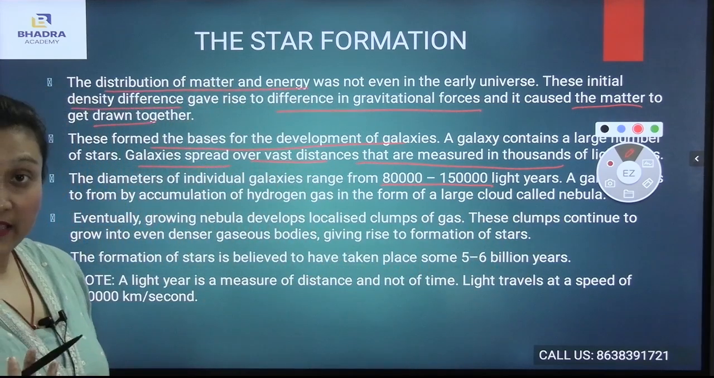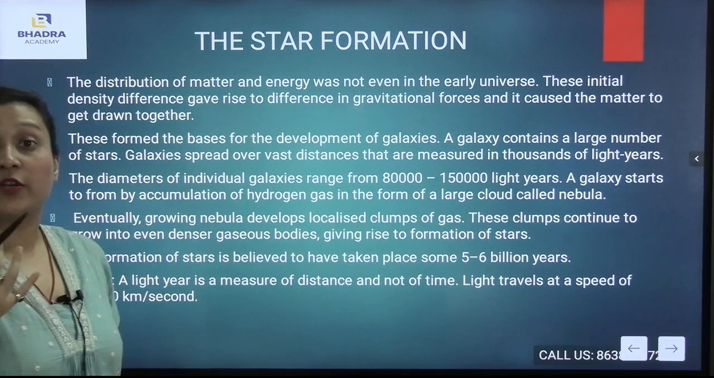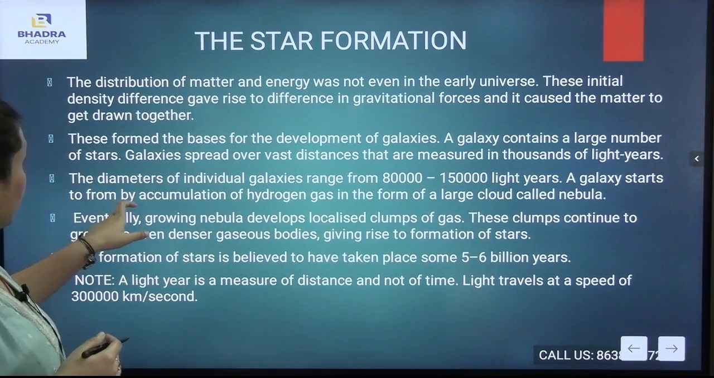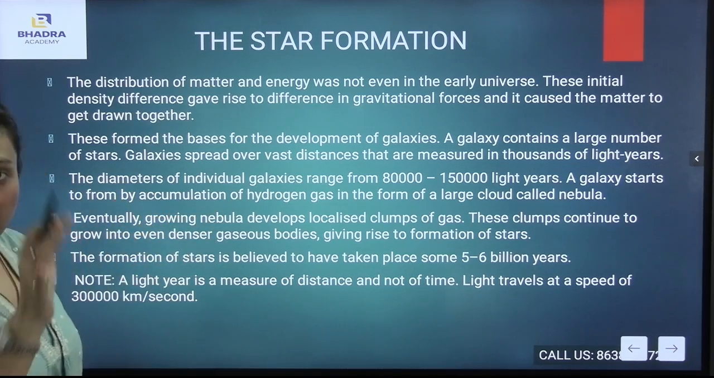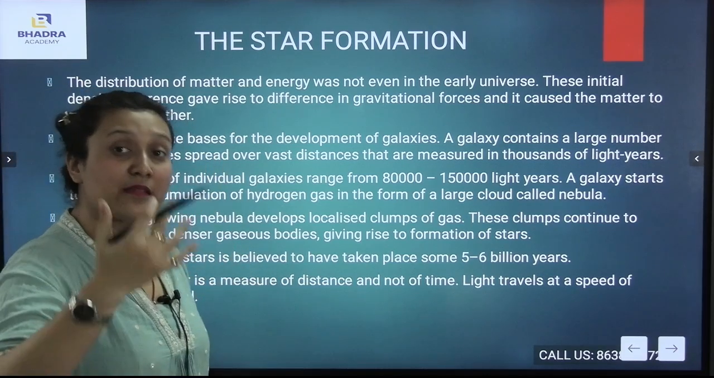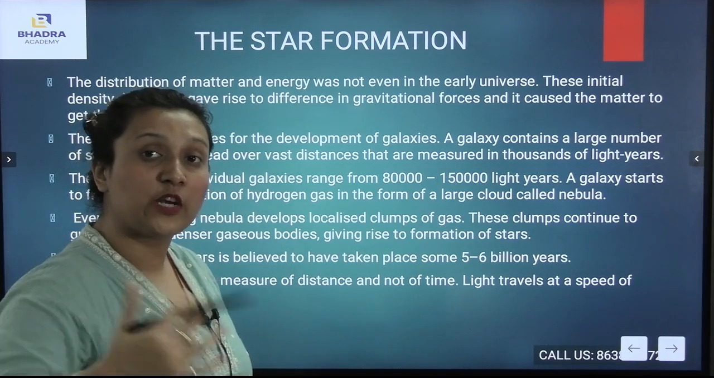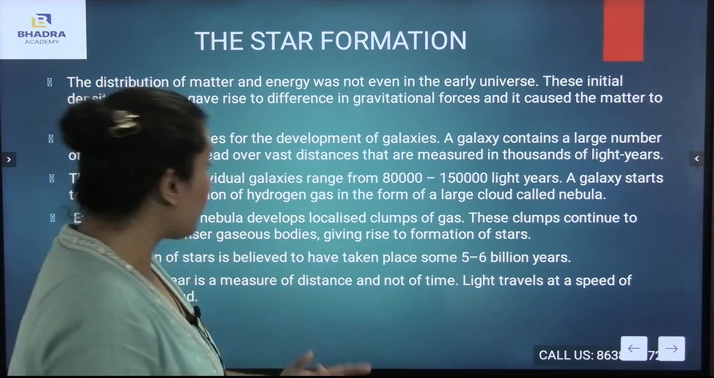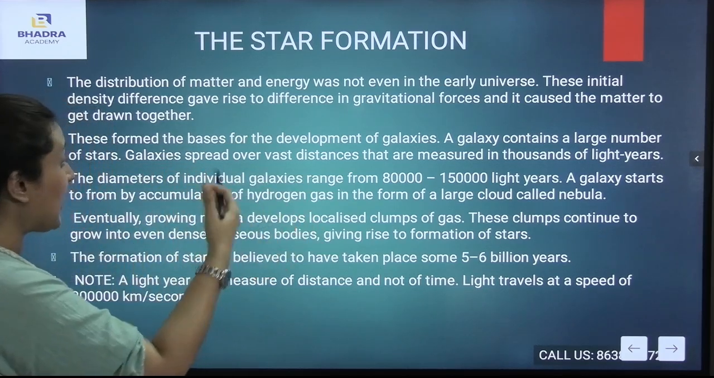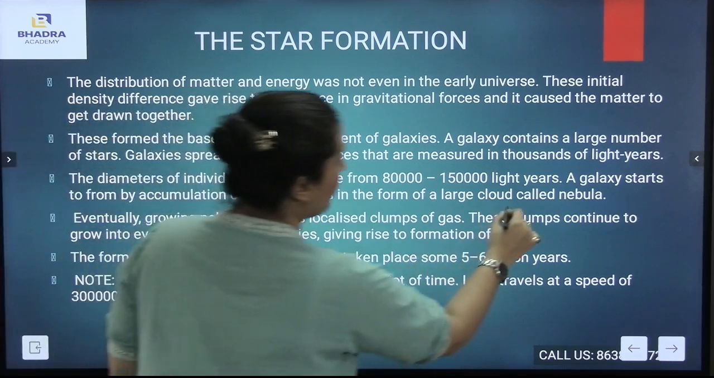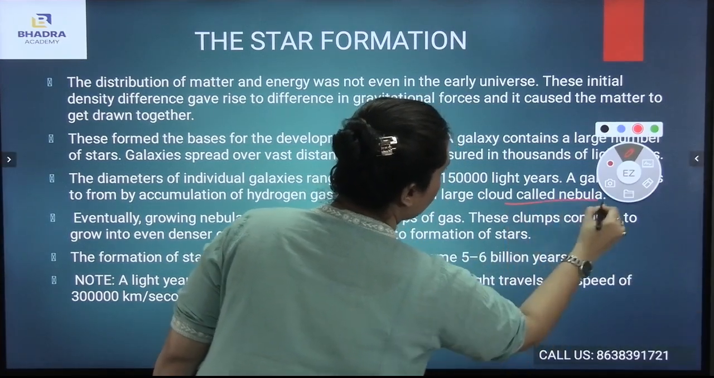Now, in the galaxy, you see, the galaxy started to accumulate. The galaxy starts to form by the accumulation of the hydrogen gas. How has the galaxy been formed? As there is more accumulation of the hydrogen gas, slowly the galaxies have been created, and that large cloud which has been formed by the accumulation of the hydrogen gas is termed as the nebula.